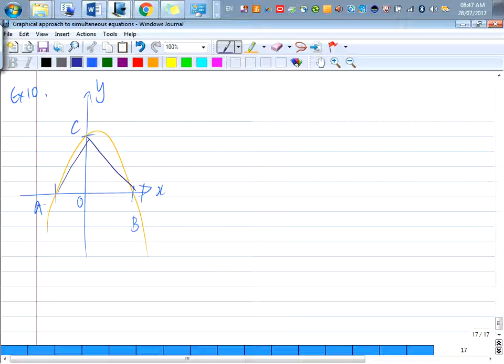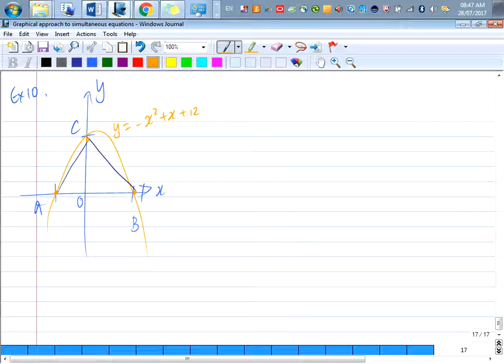Okay, find the coordinates of A, B, and C. This orange curve has the equation of y equals to negative x squared plus x plus 12. How am I going to find the coordinates over here, A, B, and C? What should we do? What is so special about the coordinate A?